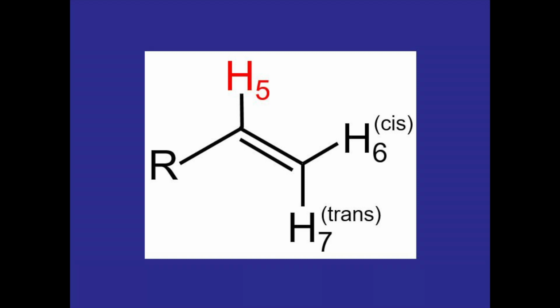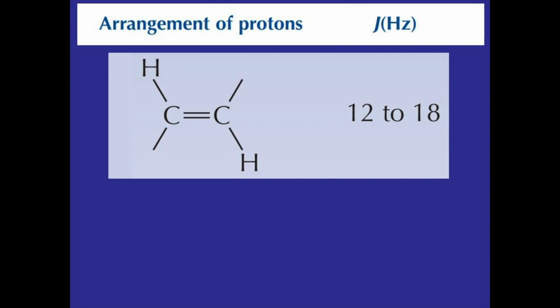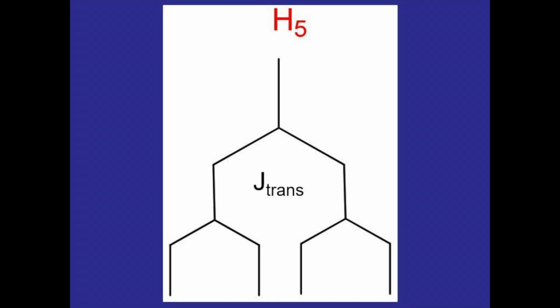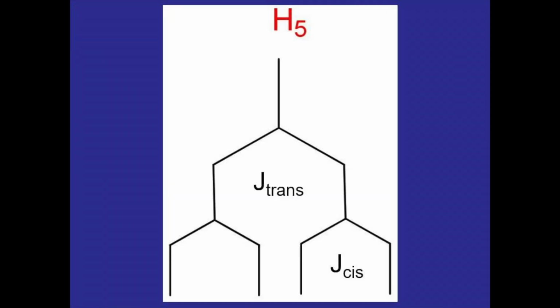To show this a little bit easier, let's take a look at the splitting tree for hydrogen 5. Hydrogen 5 is split a certain amount by one of the hydrogens, and that distance is called the coupling constant, represented by the letter J. In this case, this would be the coupling constant for the trans hydrogen, which usually ends up being between 12 and 18 Hertz. Then hydrogen 5 is split once again by the other hydrogen, and this distance would now be for the cis coupling, which usually ends up between 6 and 12 Hertz. Since the splitting for trans hydrogens is a lot wider than the splitting for cis hydrogens, we don't end up with a triplet. As we can see here, there are 4 distinct peaks that would be formed.